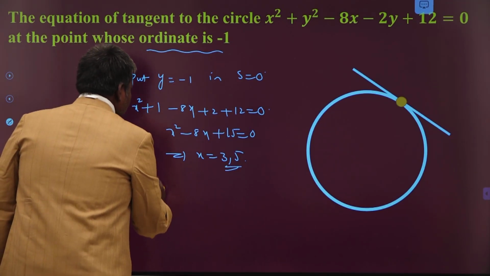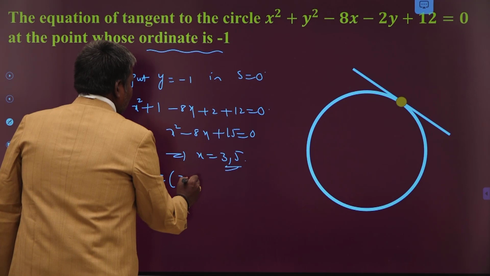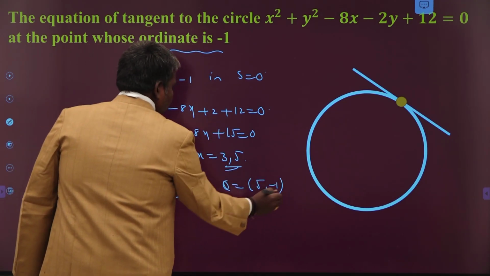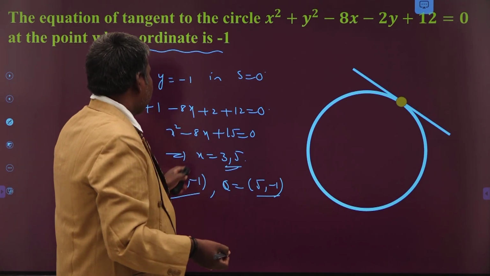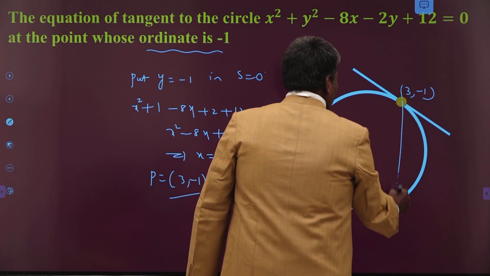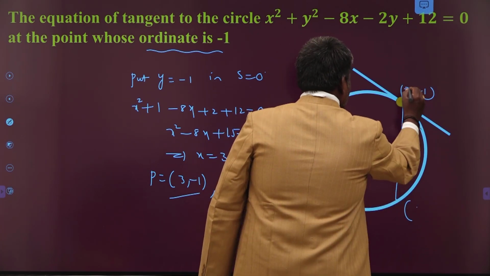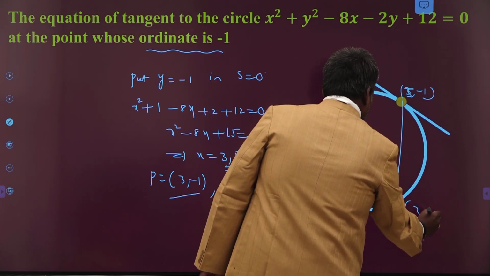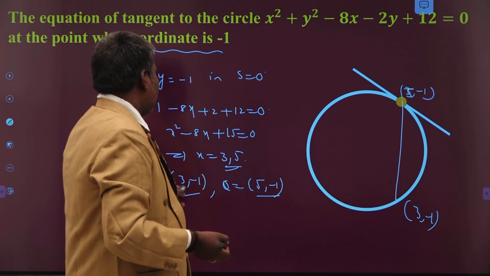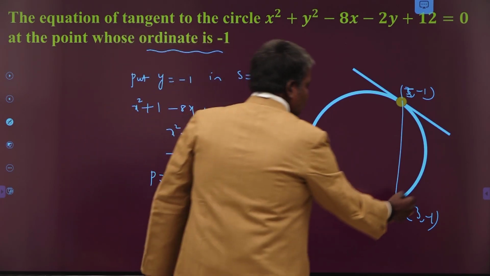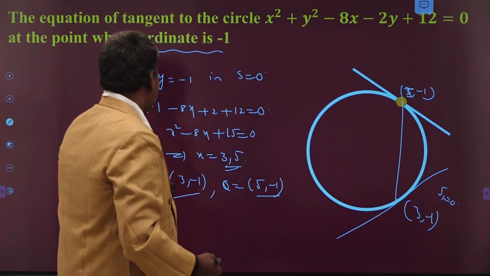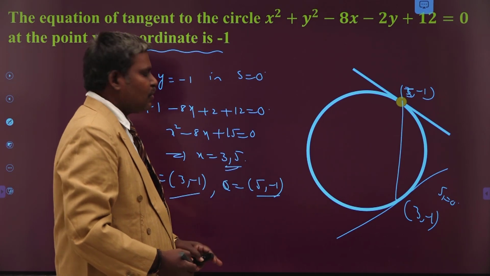So what are the points here now? P is equal to 3 comma minus 1 and Q is equal to 5 comma minus 1. So there are 2 points whose ordinates are minus 1. This is 5 comma minus 1, say, and this is 3 comma minus 1. These are the 2 points whose ordinate is minus 1. At these points you can draw the tangents to the circle. The equation of tangents is S1 is equal to 0. So I write S1 equal to 0 here. You can easily write S1 equal to 0 for here also.